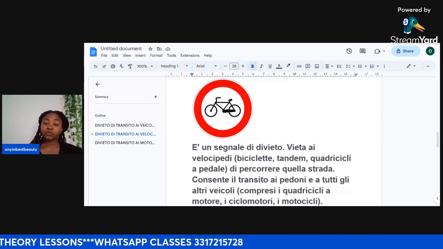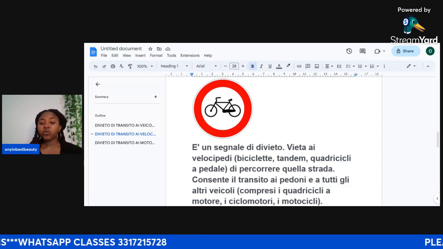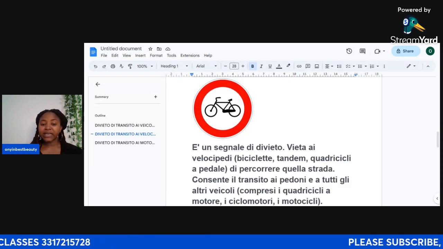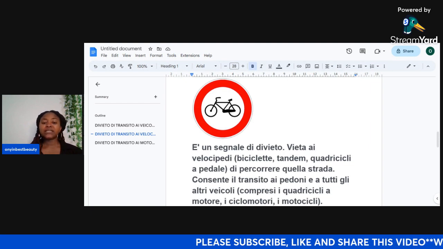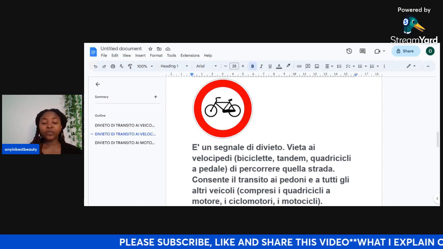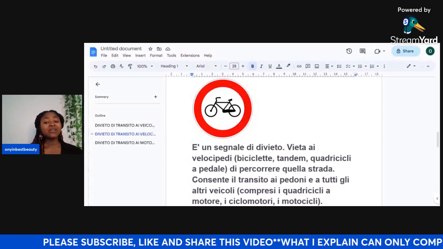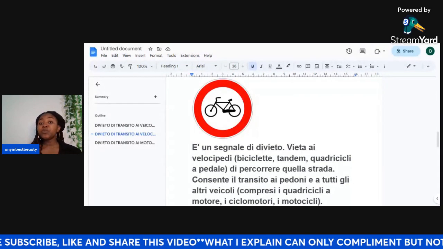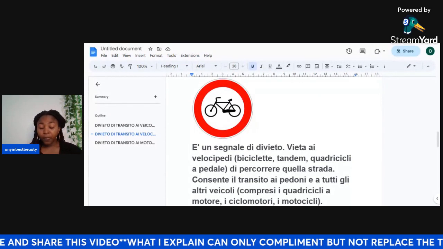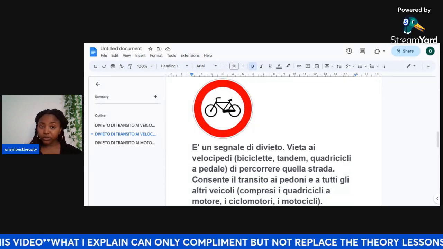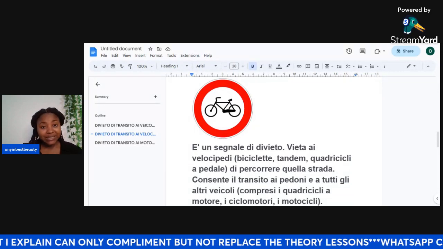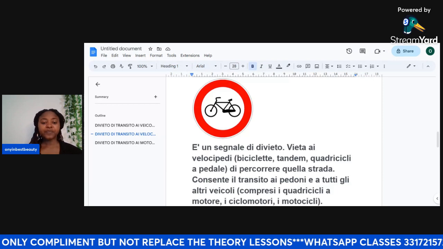Now, for these kinds of vehicles, di percorrere quella strada. Consente il transito ai pedoni e a tutti i veicoli. Now, on this road, they cannot enter. But on seeing this sign, it allows other vehicles to enter. It allows people, persons on foot, not persons on bicycles. It allows persons on foot to enter.